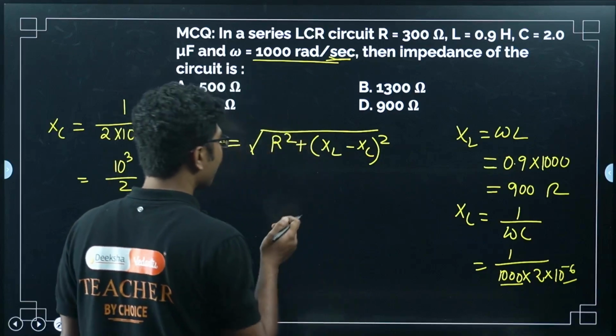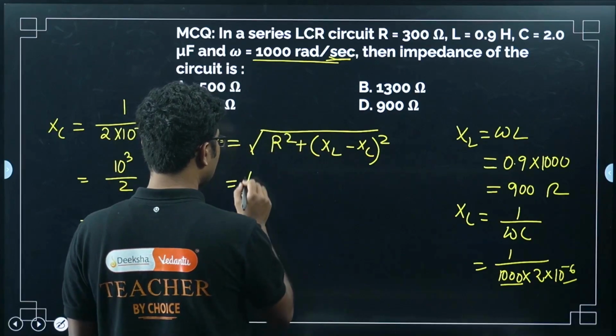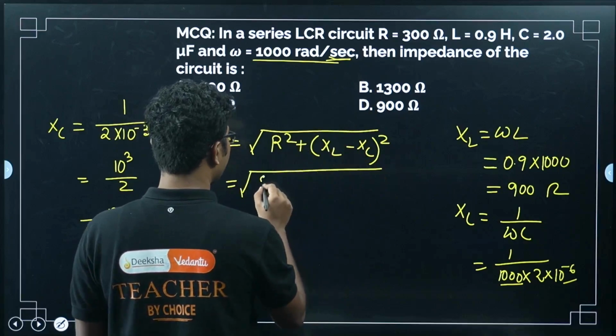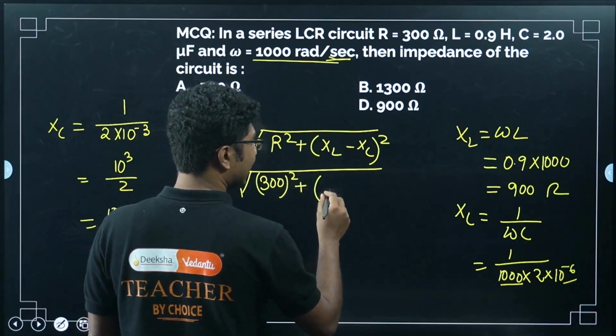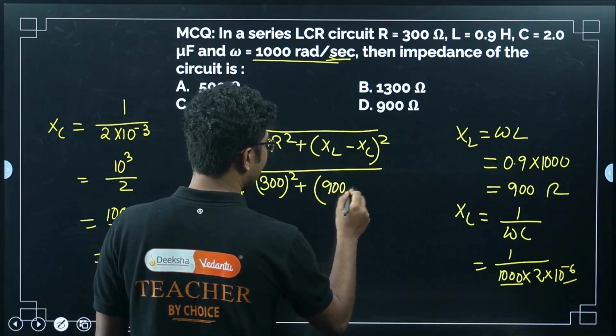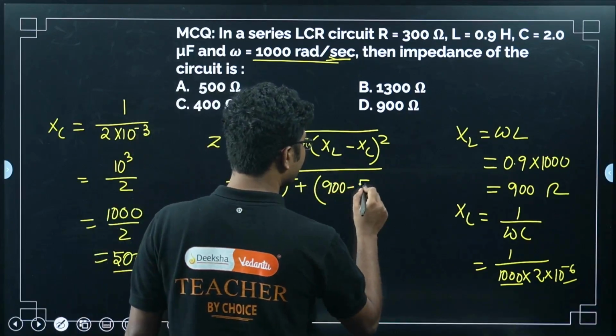Now what we have to do is use this formula. R is already given, 300 whole square plus XL is 900, XC is 500.